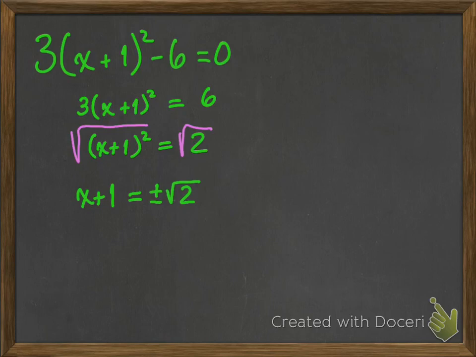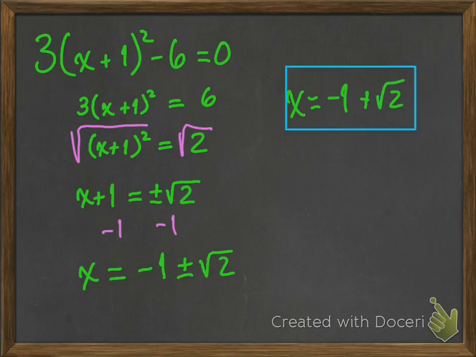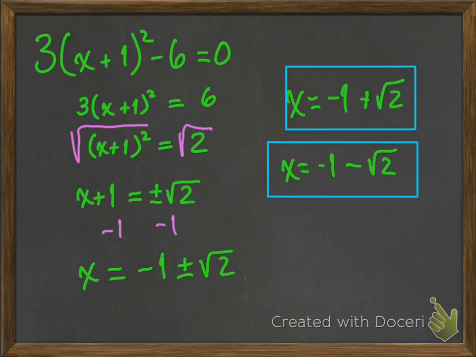x plus 1 equals plus or minus the square root of 2. Now you just subtract 1 from both sides and we get this. x equals negative 1 plus or minus the square root of 2. So there's your two solutions, negative 1 plus root 2 and negative 1 minus root 2. And that wraps up this example here.